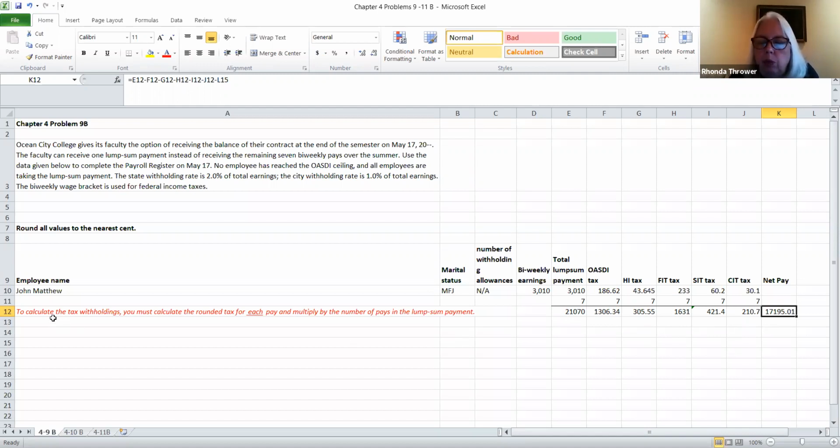Notice in red here, I'm going to emphasize this again, because I know the easier way to do this would be to multiply 3,010 times 7 and then apply the tax rates, but you'll get a rounding error and you will be aggravated. So don't get aggravated, just follow the instructions. I emphasized them in red here. You are calculating each tax withholding for each pay period first, and then multiplying by the number of pays. That's the only way you can make this work out without a rounding error.